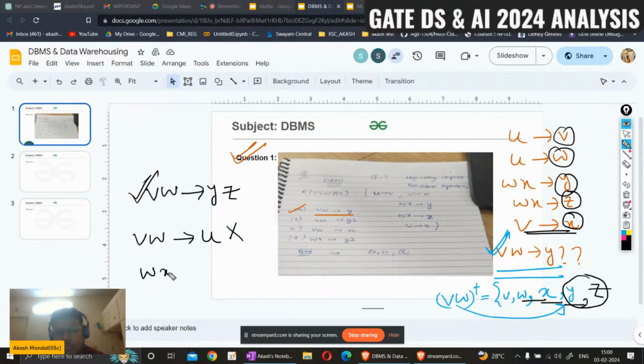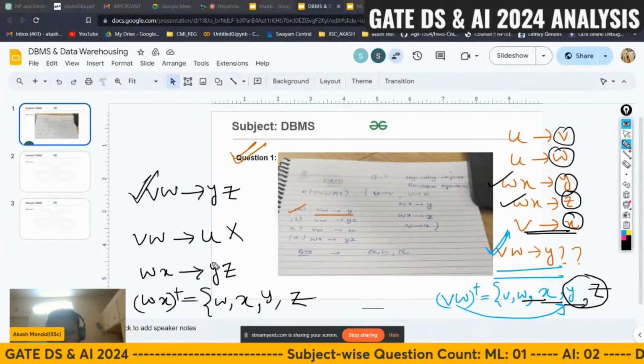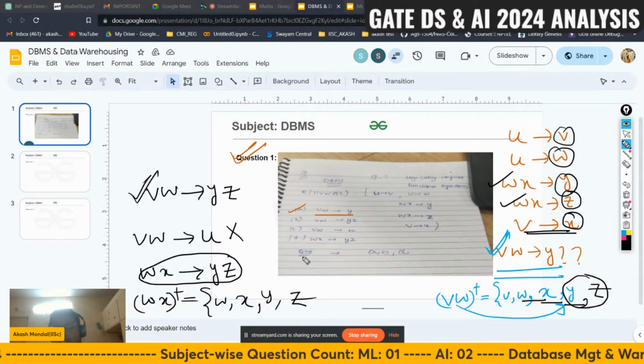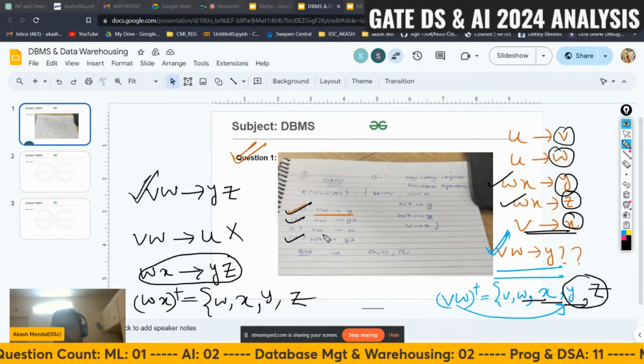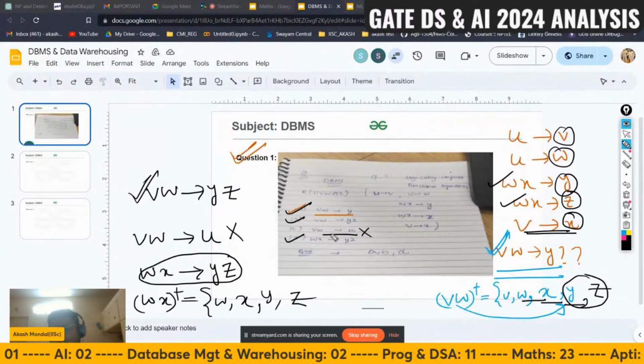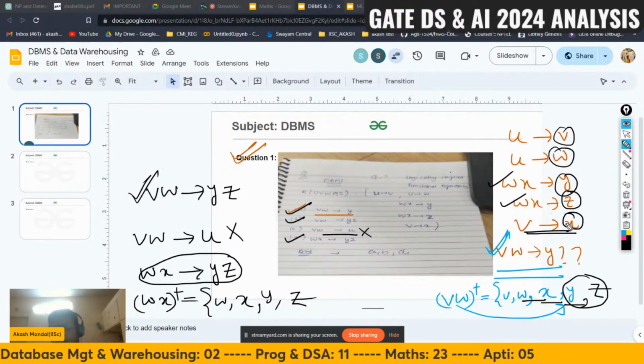So which is WX to YZ. So let's see. For that we need to consider the closure of WX. From WX we can derive W, we can derive X, and from WX we can derive Y, and we can derive Z using this one and this one. So from WX we can easily derive YZ. So option A is correct, option B is correct, option D is also correct, but option C is incorrect, because from VW we cannot derive U, because U is not present in the right hand side.